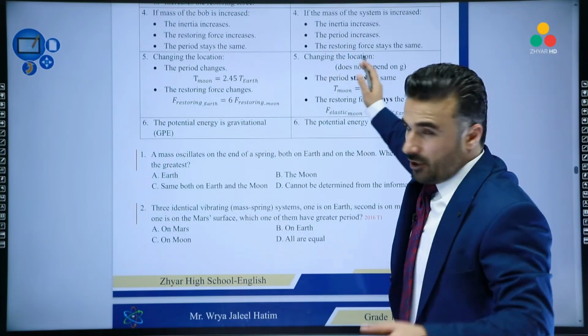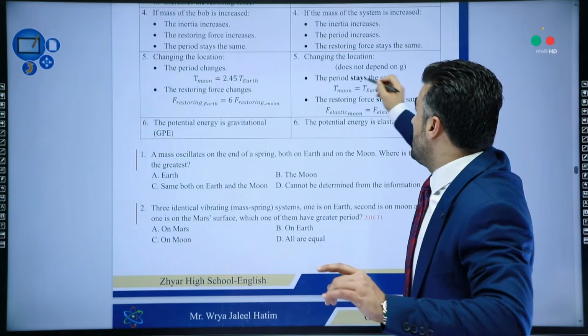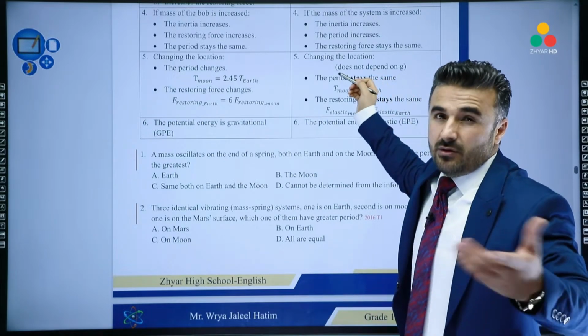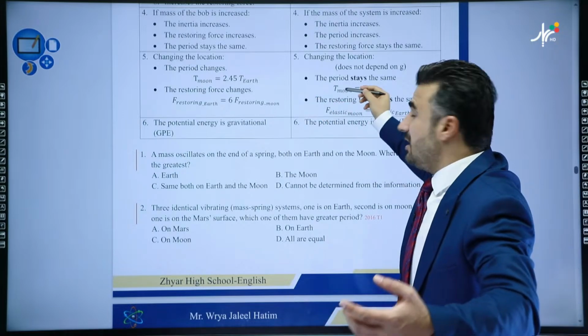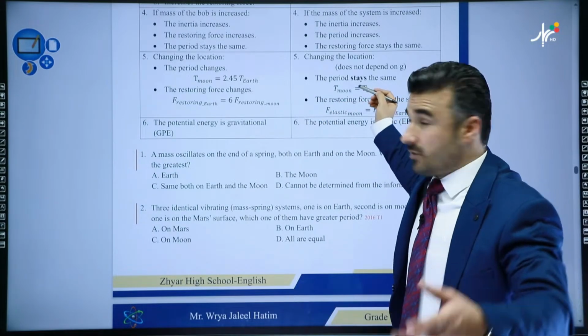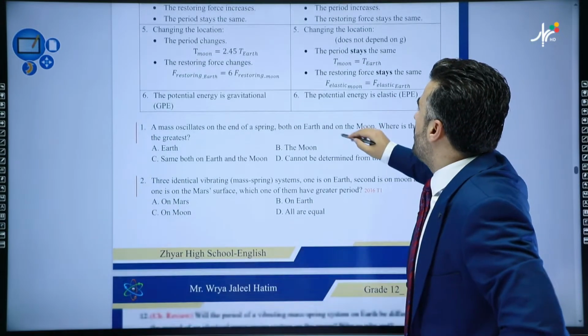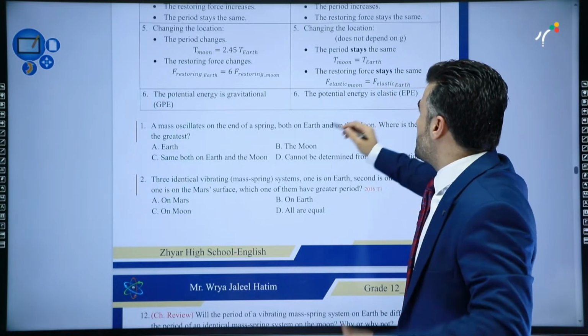What about the mass spring system when changing the location? Remember, it does not depend on the gravitational acceleration, so the period stays the same always. The period on the moon will be the same as the period on the Earth. And then the restoring force stays the same. Why?